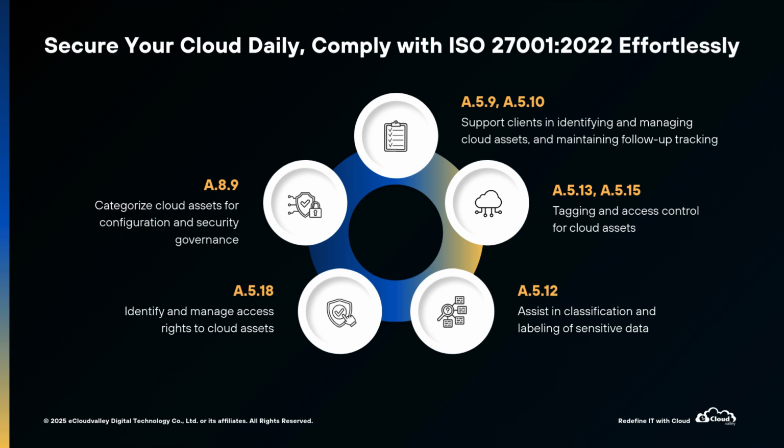A.5.13 and A.5.15: These require assets to be labeled and access to be controlled. Atlas helps teams clearly tag cloud assets and track access activities. A.8.12: Sensitive data must be classified and categorized. With Atlas, you can quickly identify resources that involve sensitive information, reducing risks. A.5.18: This regulates access rights to assets. Atlas makes it easier for organizations to identify who can access which resources, preventing overly broad permissions.